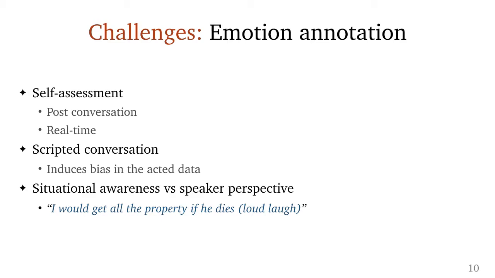So next is situational awareness versus speaker's perspective. Now in this sentence, if you look at this example, I would get all the property if he dies, with a laugh. In this example, the speaker's perspective is positive. But should the annotator really label it with a positive emotion or positive sentiment? Because later I will show you some examples where inter-speaker dependency is very important to detect the emotion correctly. But in this case, what should be the label?